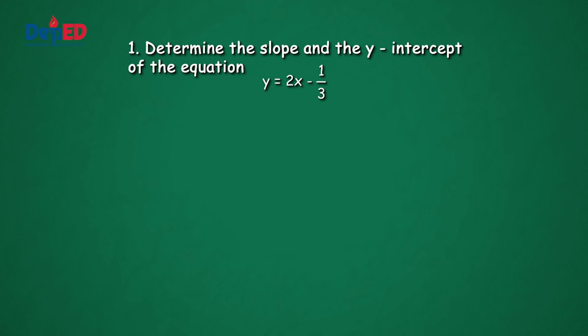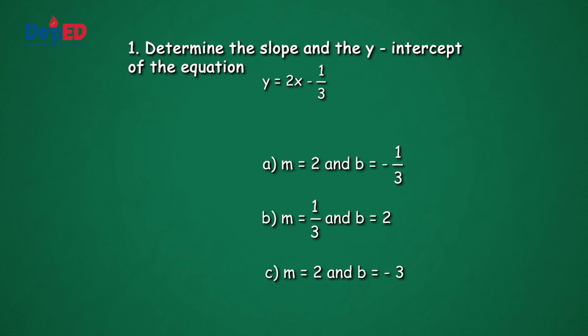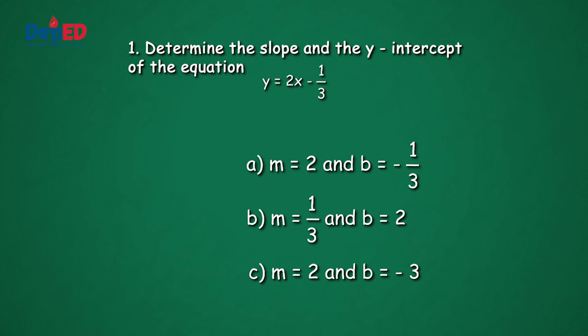Number 1, determine the slope and the y-intercept of the equation y equals 2x minus 1/3. A, the slope is 2 and the y-intercept is negative 1/3. B, the slope is 1/3 and the y-intercept is 2. Or C, the slope is 2 and the y-intercept is negative 3.